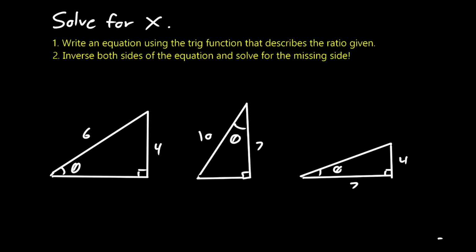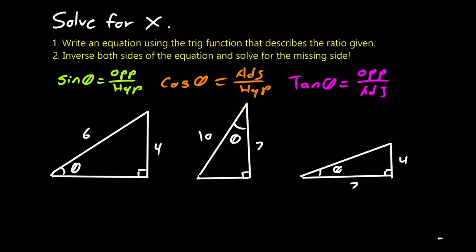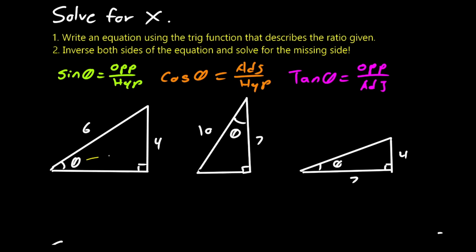So, I'd like to remind you, sine of theta is equal to opposite over hypotenuse, cosine of theta is equal to adjacent over hypotenuse, tangent of theta is equal to opposite over adjacent. So, let's solve. So we can see that the opposite here, because that's opposite to the angle, is equal to 4, and the hypotenuse, because that's the longest side, is equal to 6.